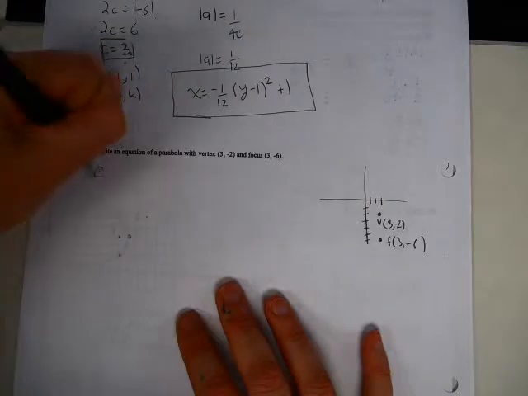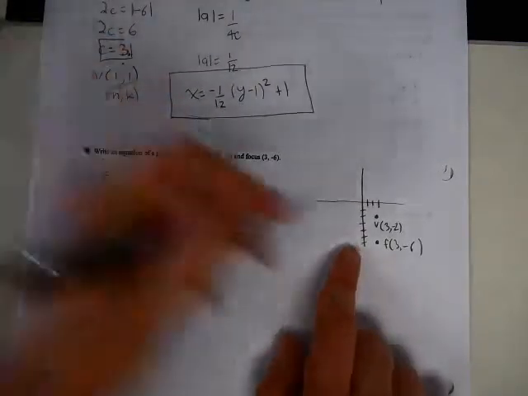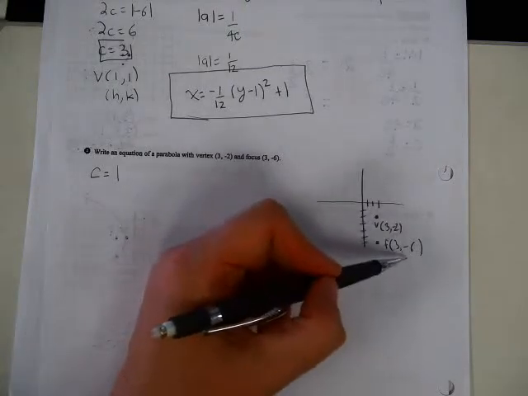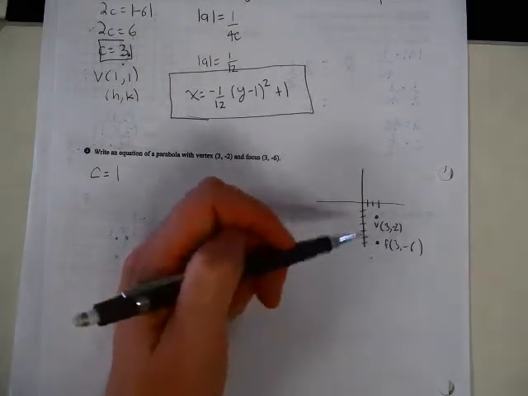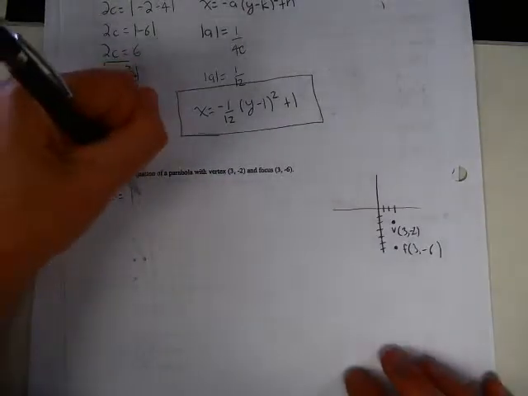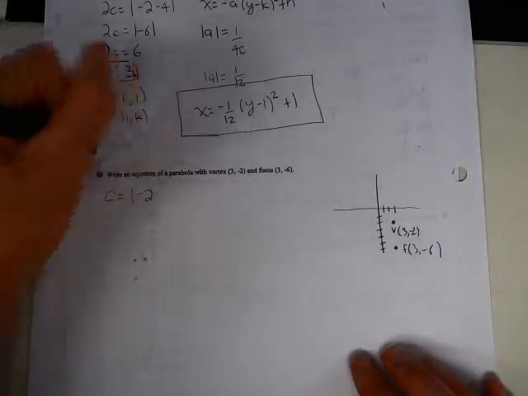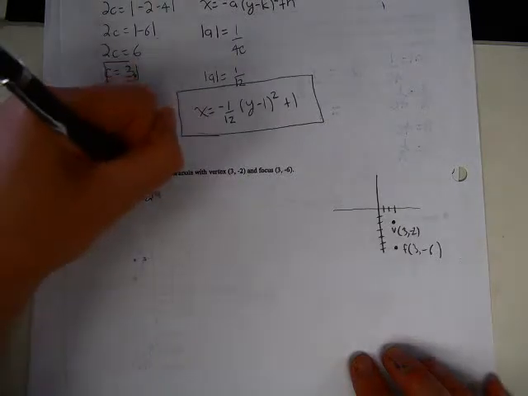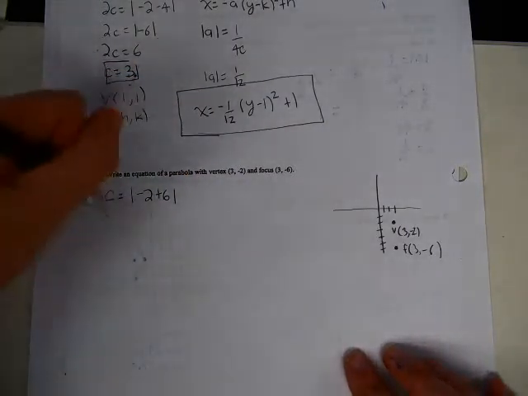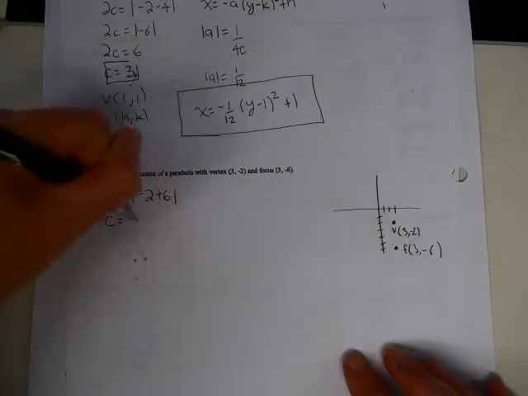So let's calculate the distance from my vertex to my focus. So that's c. c equals the absolute value, I'm subtracting my y values to find the distance. Once again, you could just count tick marks if you like. It's negative 2 minus negative 6. So c equals 4.